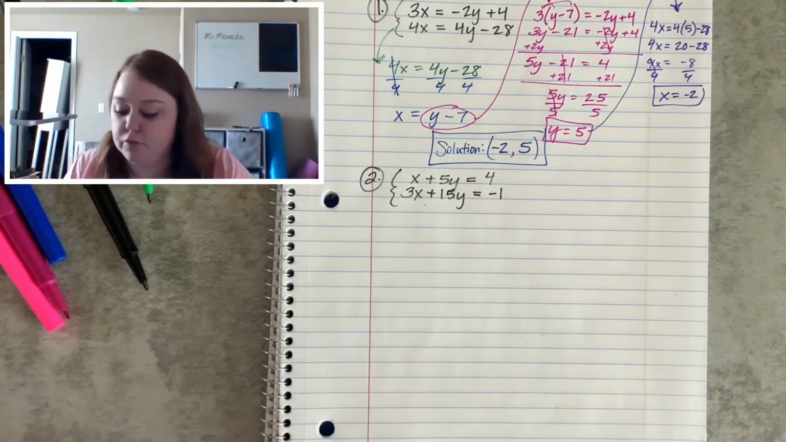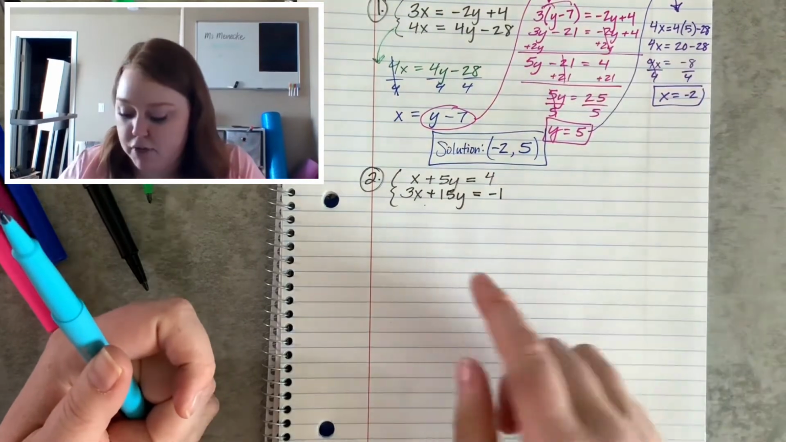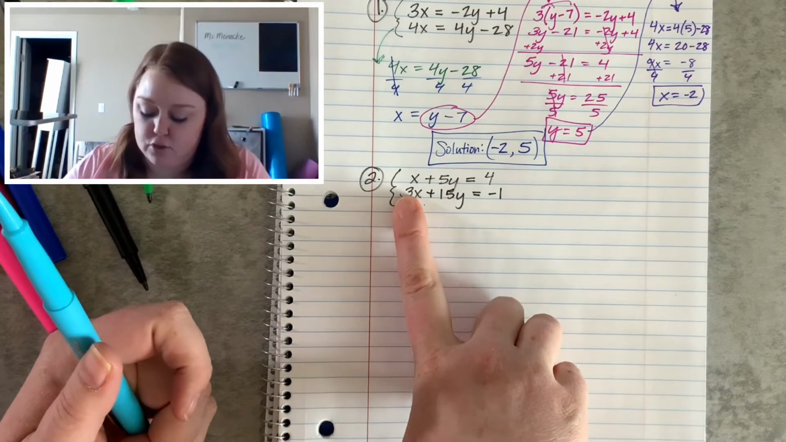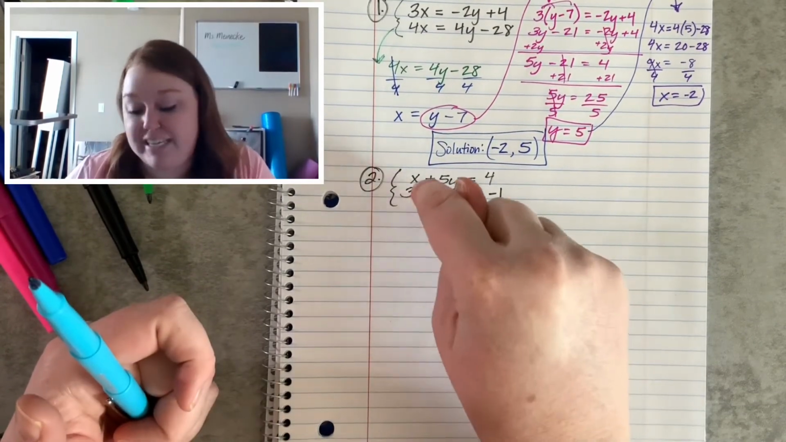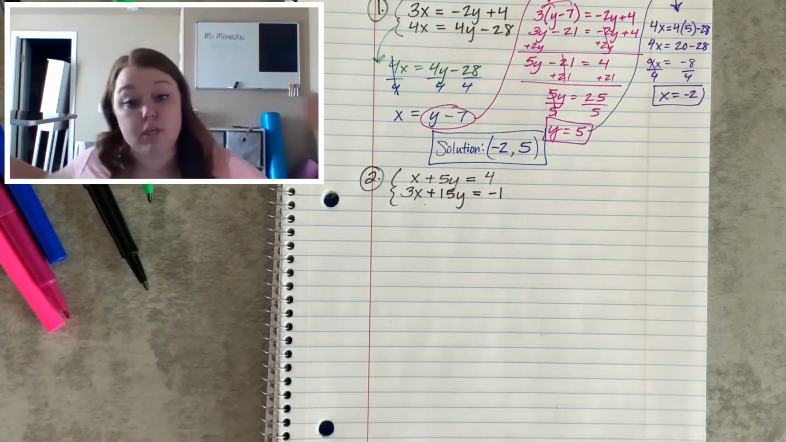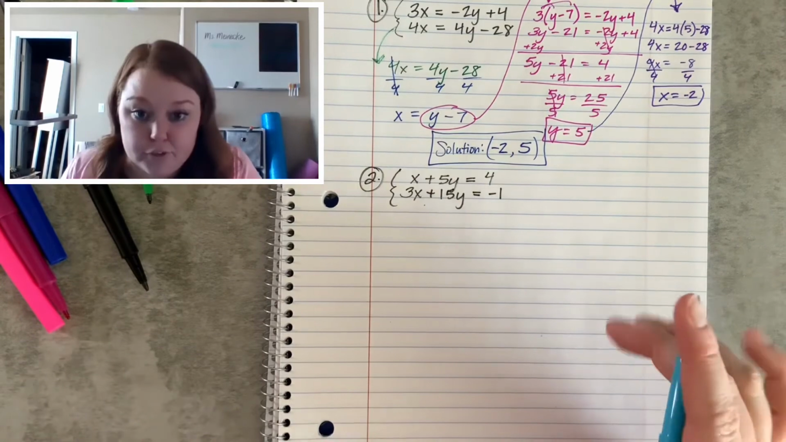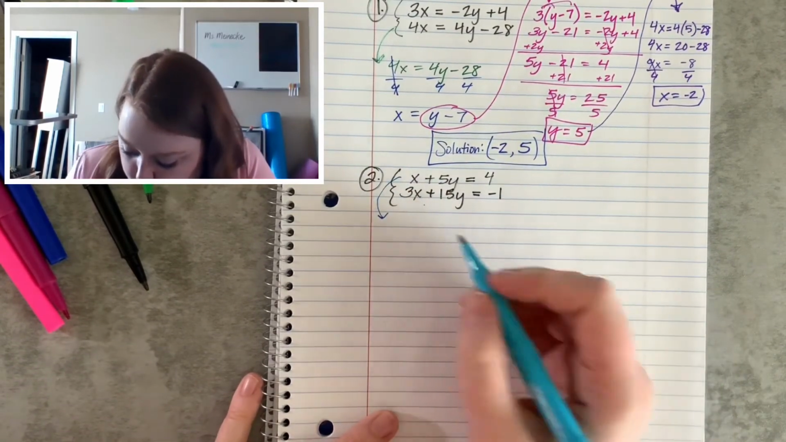Alrighty. So first thing, we see which variable would be easiest to get by itself. Notice how this y has a coefficient, this y has a coefficient, this x has a coefficient. This x doesn't though. That's going to be the easiest one for us to isolate. You can do the others. We're still going to get the same answer. It's just going to be harder math for you. Okay. So I would recommend getting this x by itself.